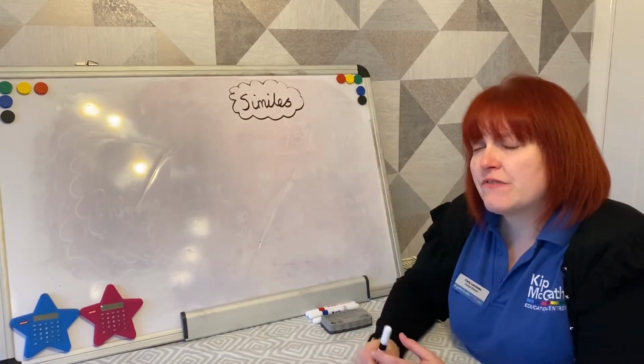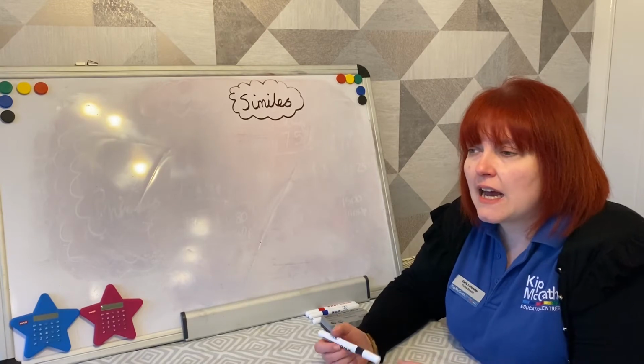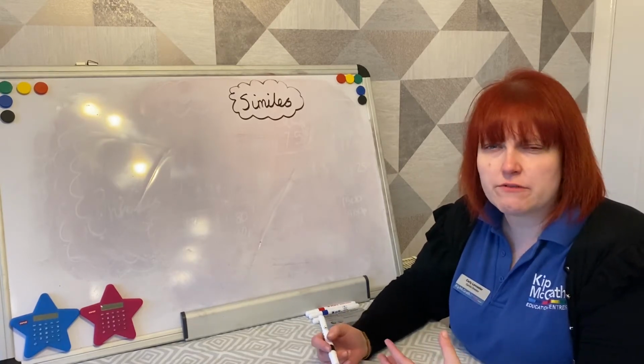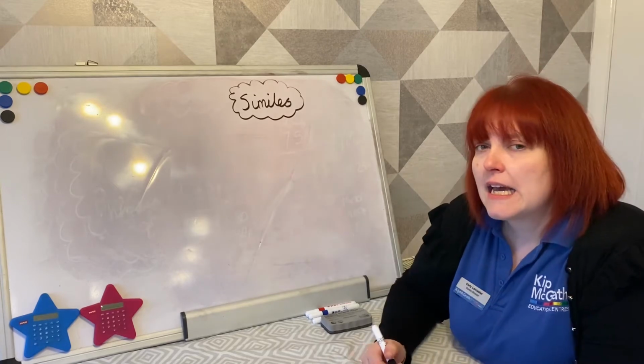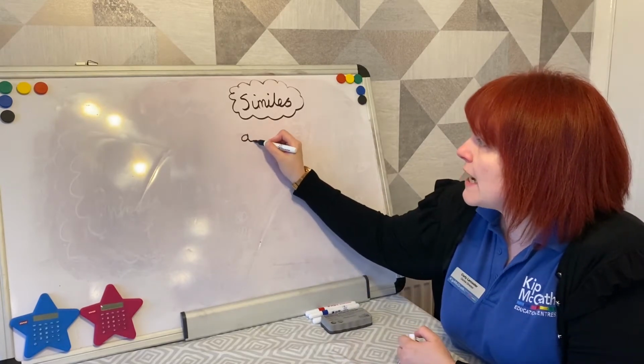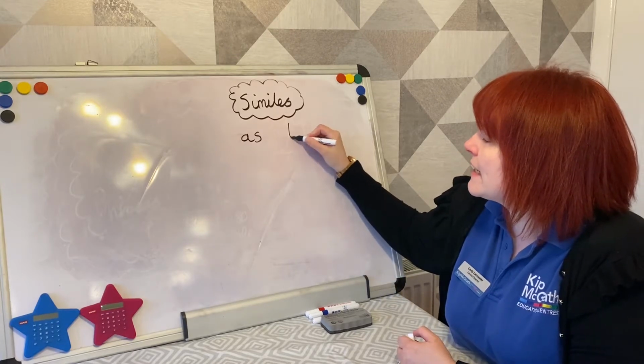And when I say literary devices, what I mean is something that an author uses to entice the reader or to interest the reader. So a simile is where we describe something by comparing it using the words as or like.